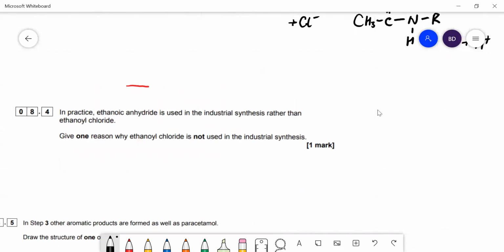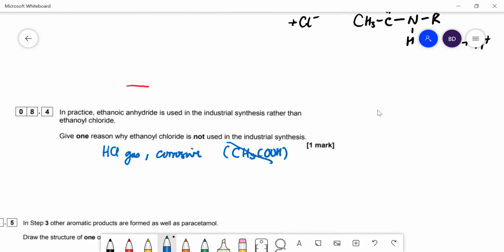So if you use the ethanoyl chloride, you make HCl gas. That's corrosive. That's the answer I would choose. Incidentally, you wouldn't make HCl if you use the anhydride, you would make ethanoic acid, which is less corrosive. But it doesn't ask you that.